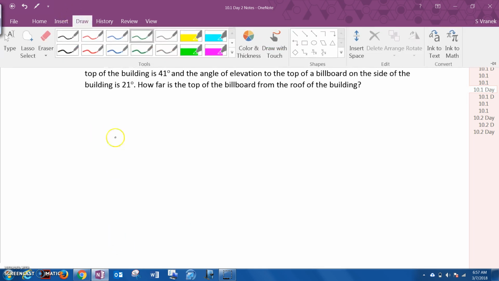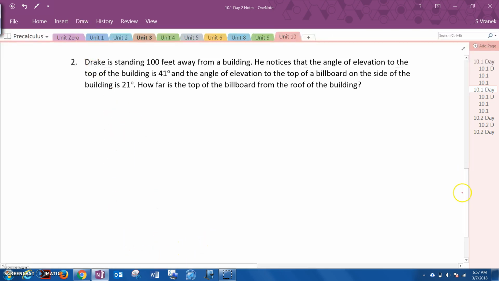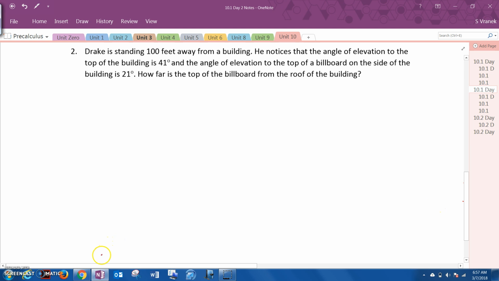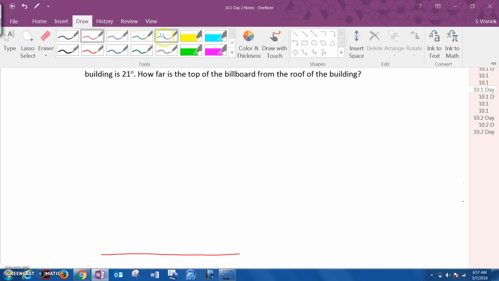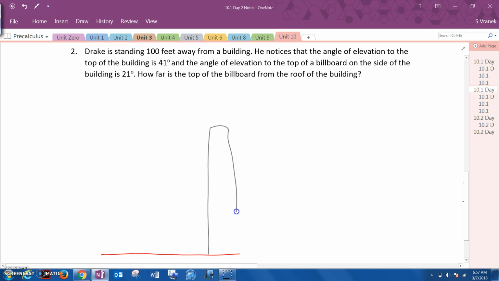So again, we need a ground. Put the ground here. There's my building. And then Drake is here. He's looking to the top. It doesn't matter how high he is actually, or how tall he is. So here he's looking to that. There's one triangle. It says the angle of elevation to the top is 41 degrees.